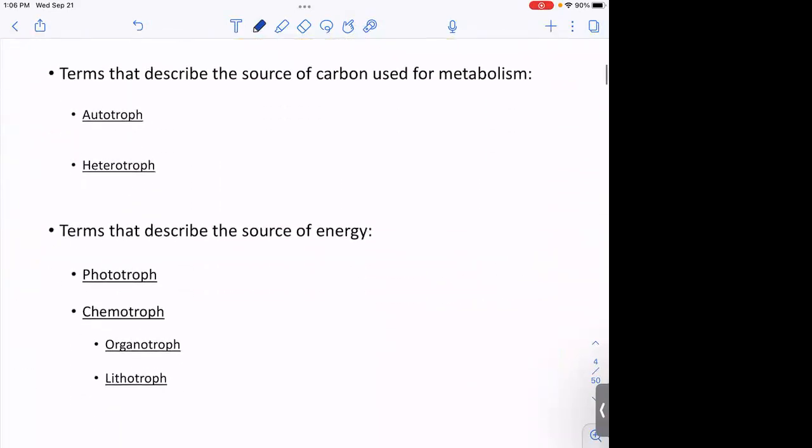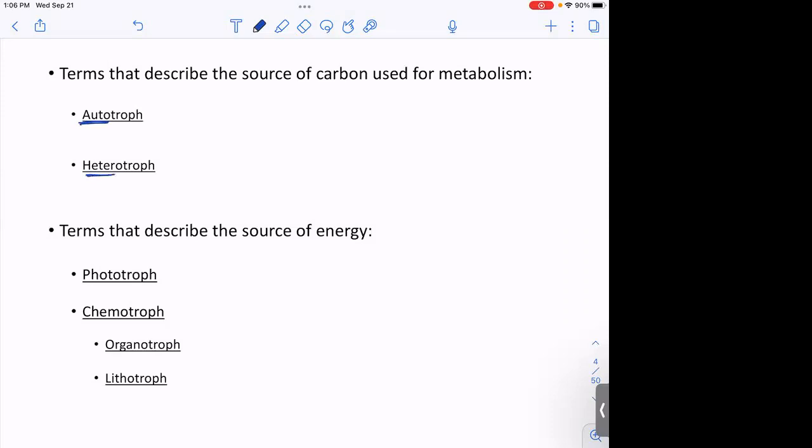So these terms always trip me up a little bit, to be honest, but you see them and you have to understand what they mean. We have terms that describe how organisms acquire their carbon for metabolism, and also how organisms acquire their energy. You see them, so I want you to be able to recognize them. Pay attention to the prefixes on all these terms.